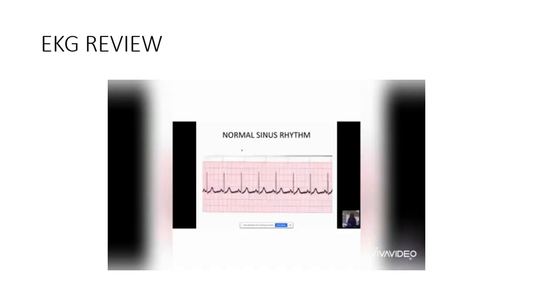Okay, so just to recap, you need to review your actual grid and know that one big box is 5 little boxes. Every little box is 0.04 seconds. Multiply that by 5 is how we get the big box being worth 0.20 seconds, okay?